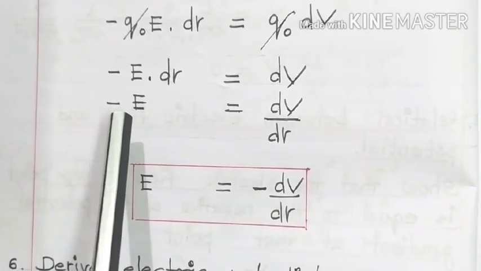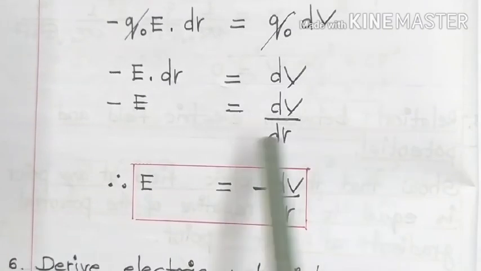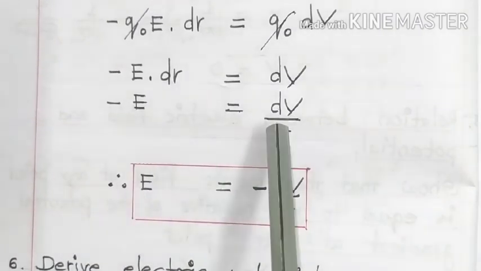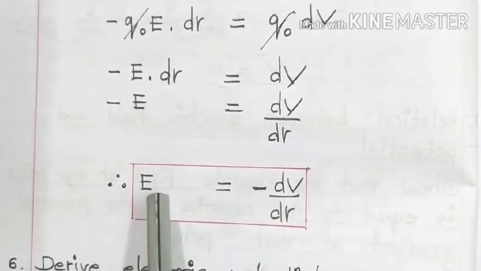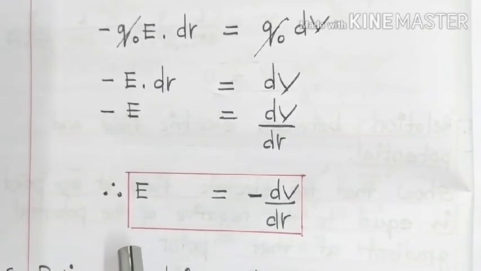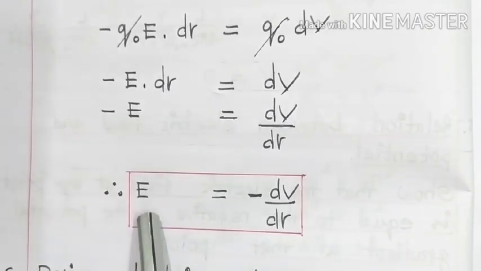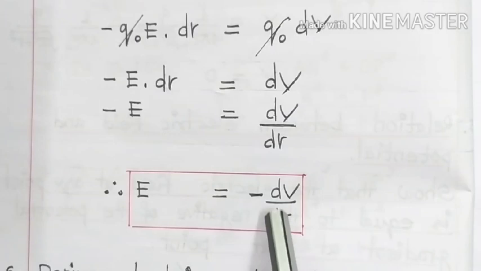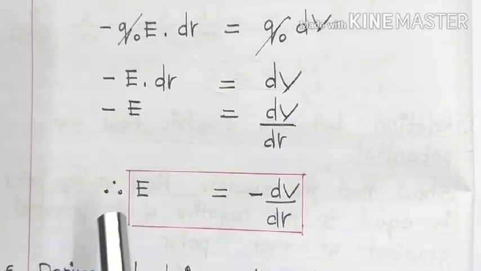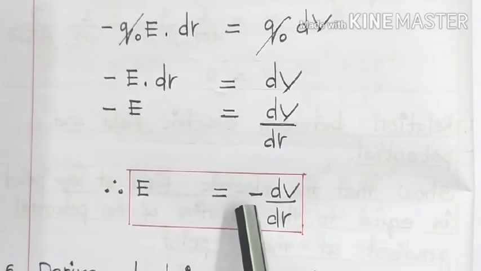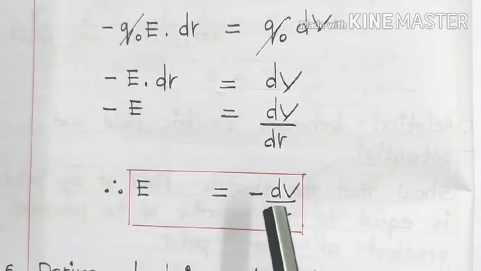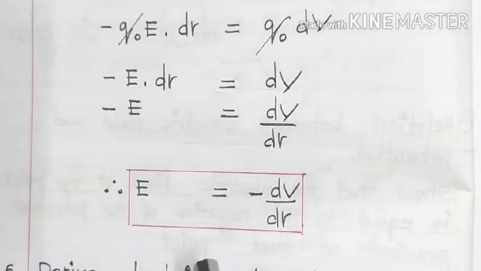Now take the minus out, and I am going to change the signs altogether. So the final expression comes this way: capital E, that is the electric field, is equal to minus dV by dr. So the electric field is equal to the negative potential gradient. So we have proved it.